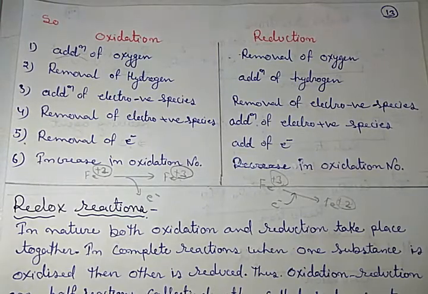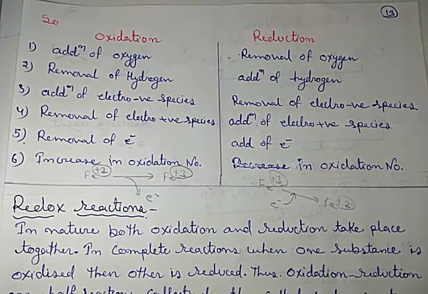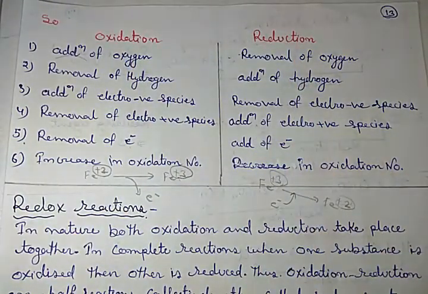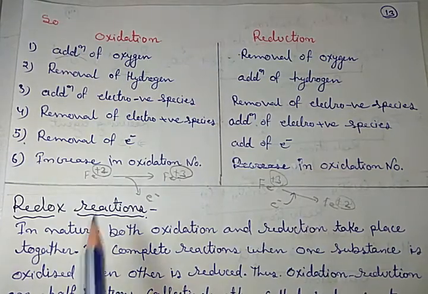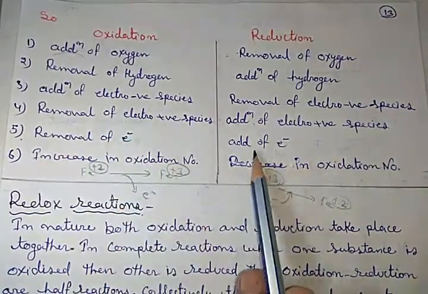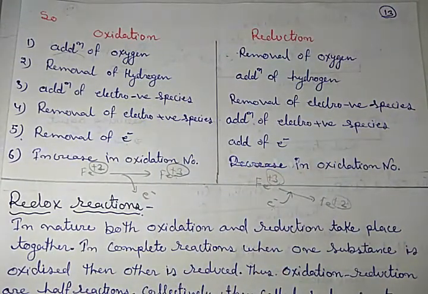Removal of electropositive species, that means which generally have positive charge or have the tendency to accept positive charge, that means may make a cation, that is an electropositive species. If it is removed, that is oxidation. If it is added, then it is reduction. And the fifth one that we discussed now, removal of electron is oxidation and addition of electron is reduction.